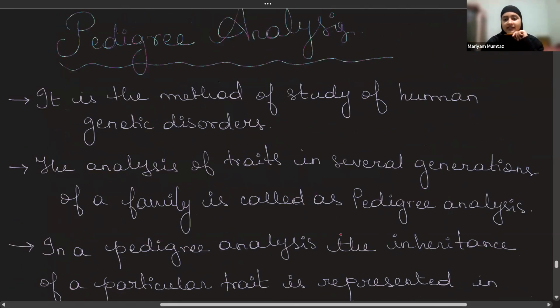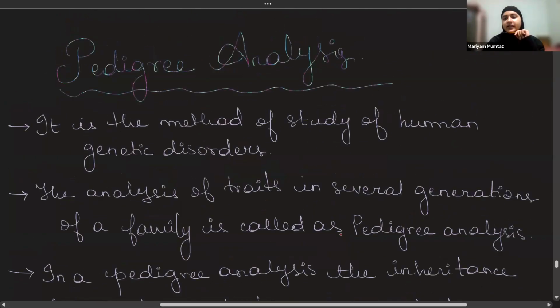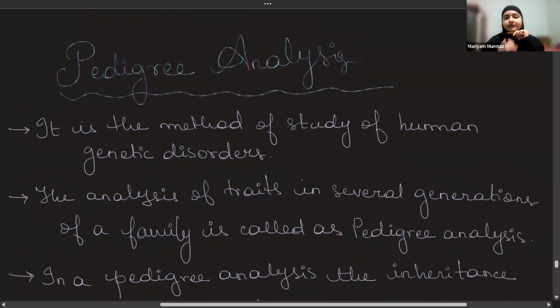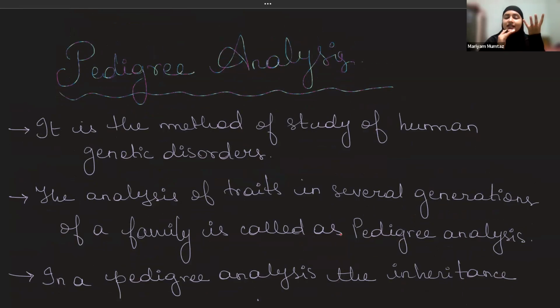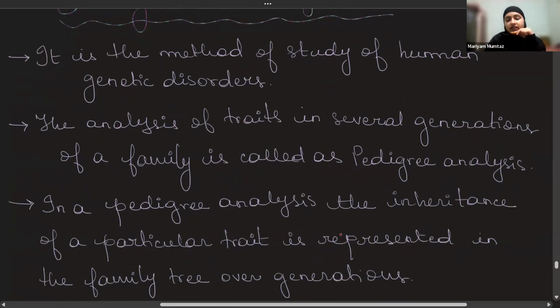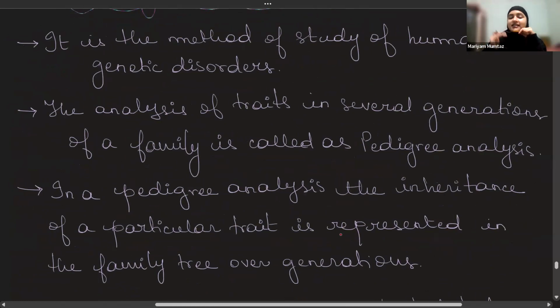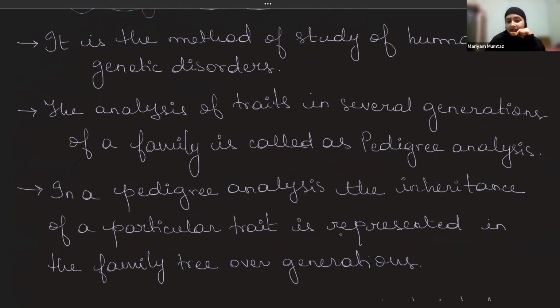Now, the last topic of this particular chapter is pedigree analysis. Pedigree analysis is the method to study human genetic disorders, meaning how the disorder has been passed on from one generation to the other generation. We analyze that. The analysis of the traits in several generations of a family is called pedigree analysis. This is the definition for pedigree analysis.